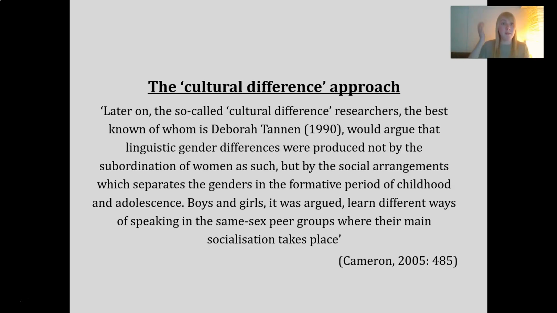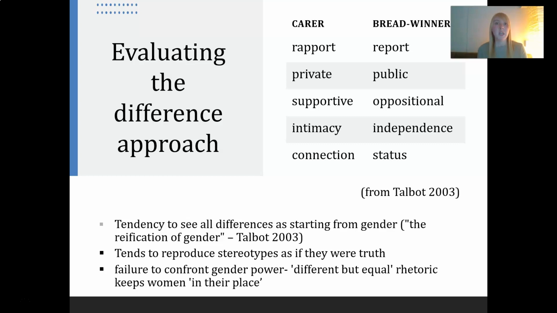So it's not that men talk in this way, and if women want to get on and be treated equally, then they should behave in these more male ways. Actually, we should recognize that these different ways in which men and women tend to talk and behave are of equal value, even though they are different. Now, this is something which I think still has traces in the research today.